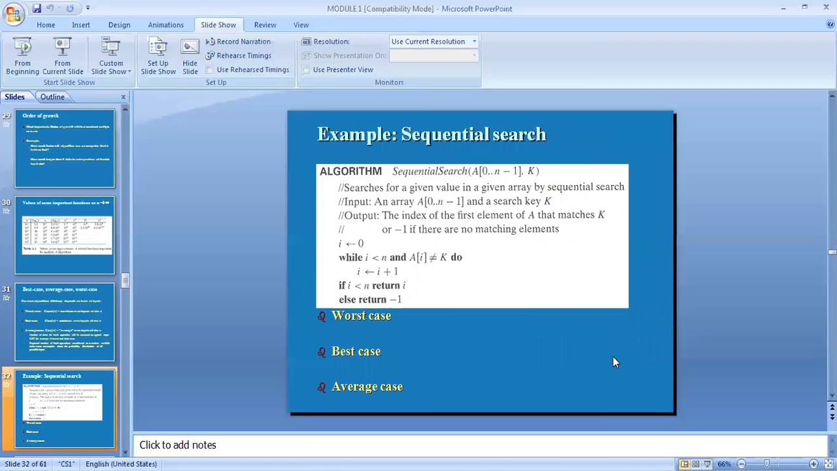Let's look at a simple search algorithm. The algorithm name is given. This is the input parameter supplied to this particular algorithm. A is an array, a list having the values 0, 1, 2, 3 up to n minus 1, so there are n values in total. K is the value to be searched for.